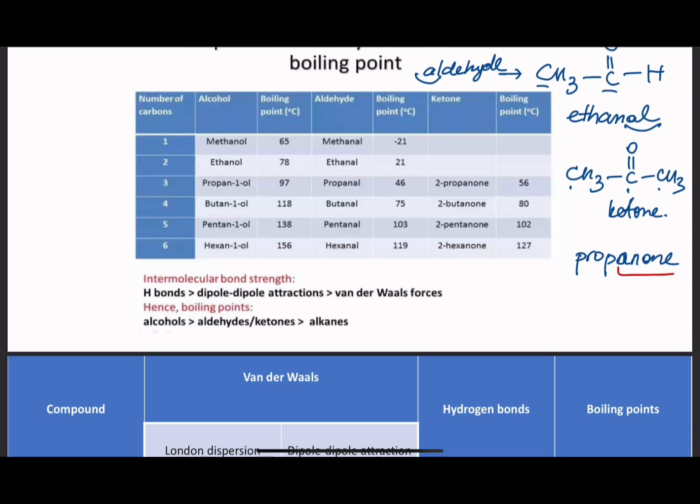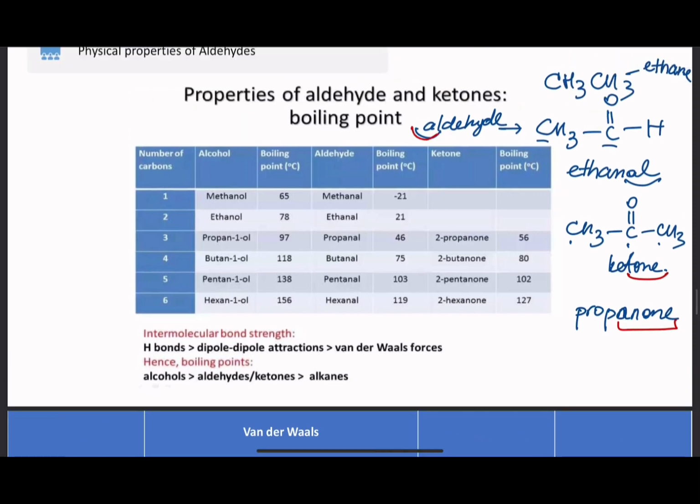The ending, you see, this is for ketone, and for aldehyde it will be ethanol. I'm just gonna highlight so you guys can see ketone and propanone.